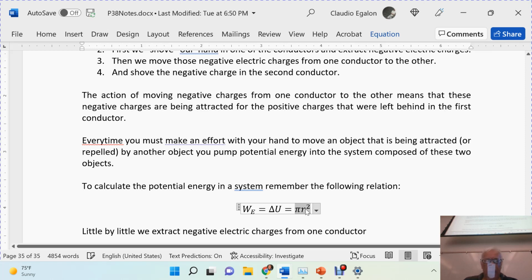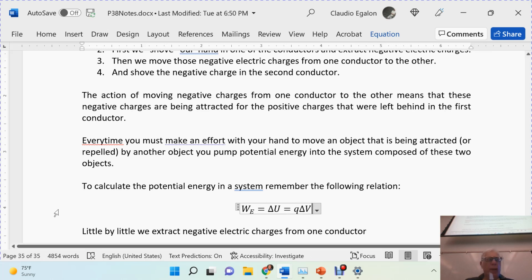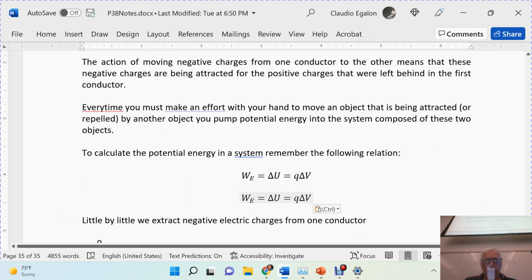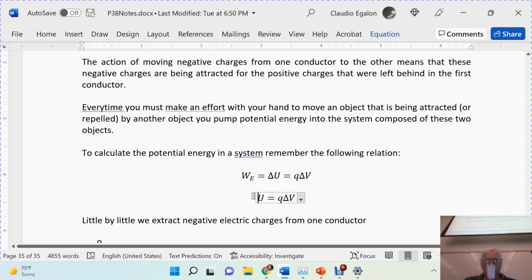Remember that the difference of potential energy is Q times the difference in electrical potential. Okay? We're going to simplify this notation by rewriting it as U equal to QV. Simplifying the notation.